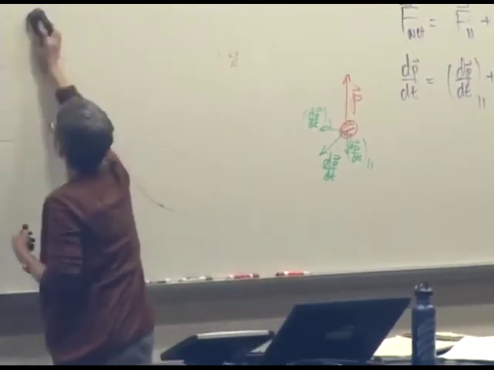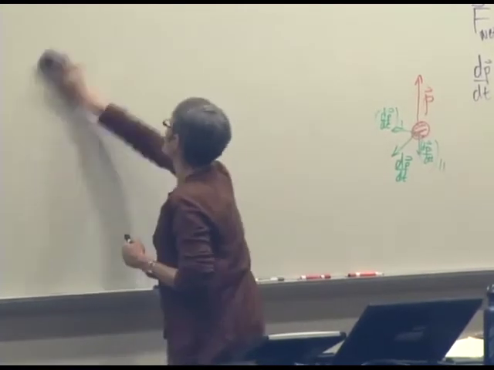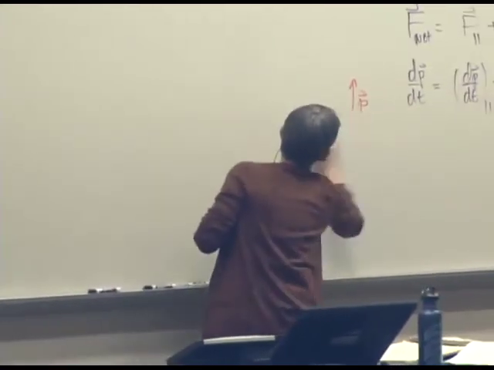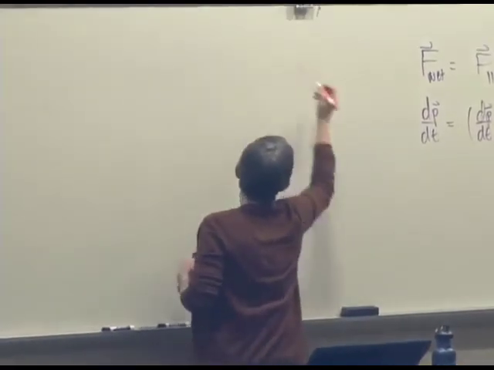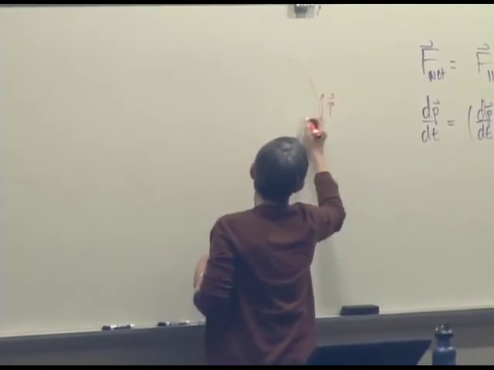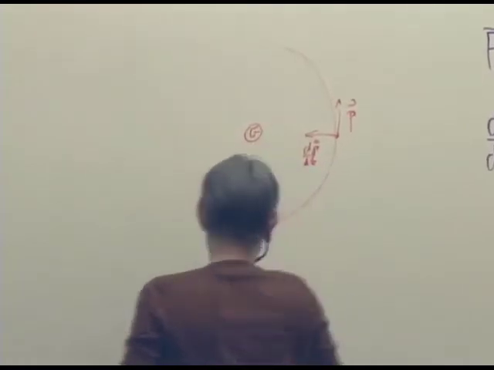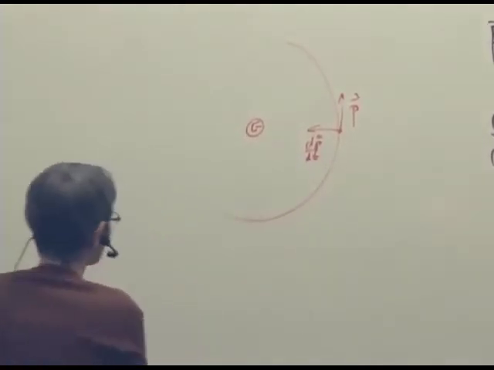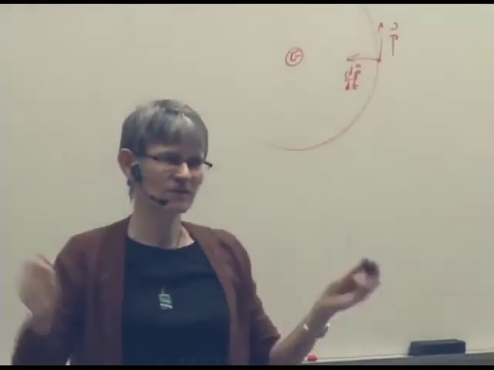Well, we use what we just did, and we use the momentum principle. And it looks like this. So here's our orbit. Here's the momentum. Here's dp/dt. There's the Earth. And we just said that the only non-zero component of dp/dt is the perpendicular one.